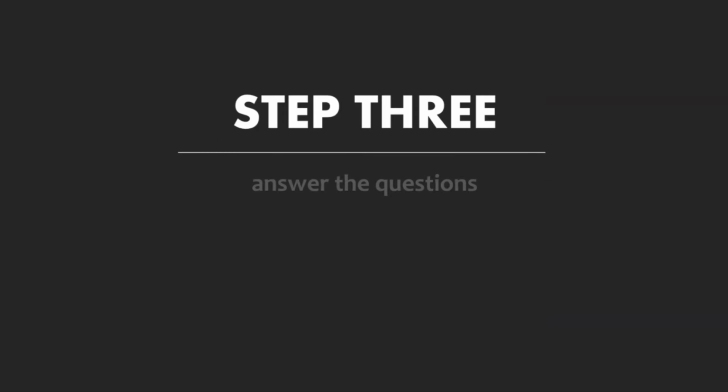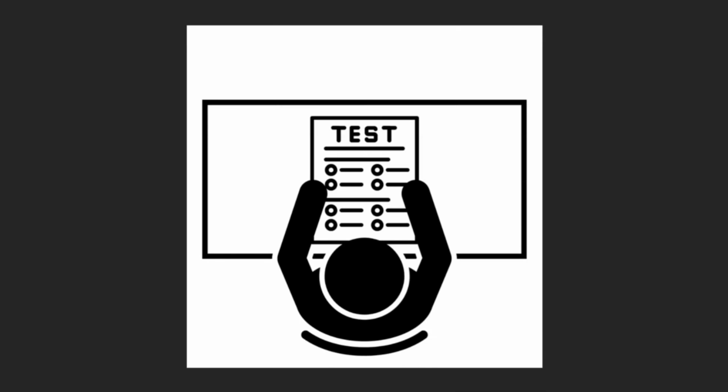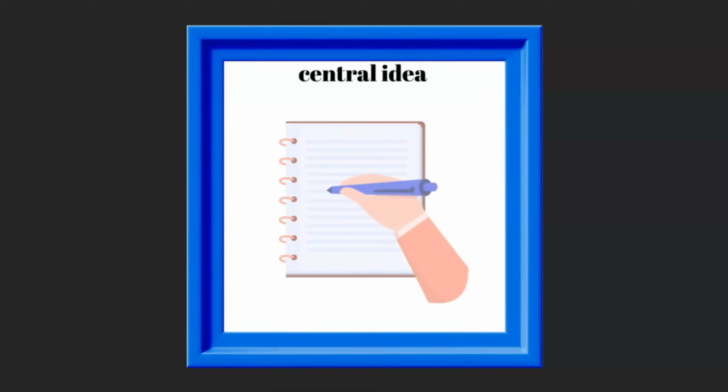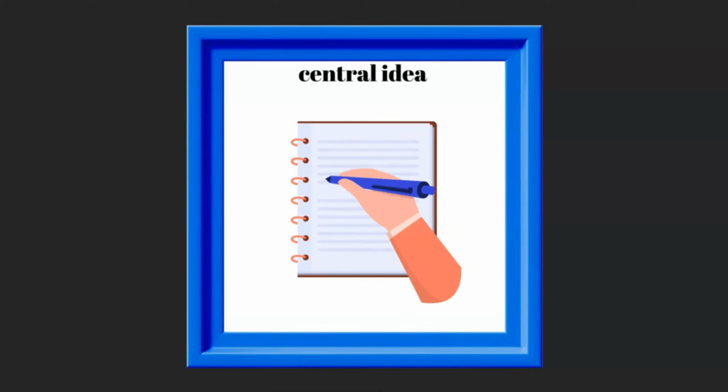Step 3. Answer the questions. Avoid jumping around the exam. Read through the questions in the order in which they appear. You will find that some, if not most, of the questions are concerned with the central idea. Having framed this idea in your mind after your first reading, you should be well prepared to answer such questions without further reference to the text.